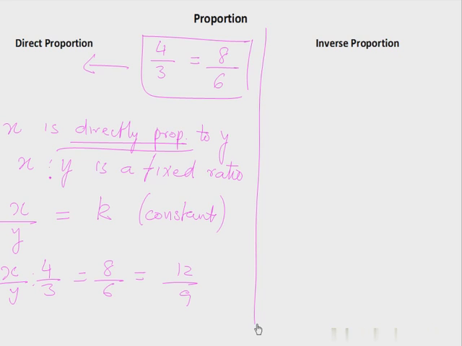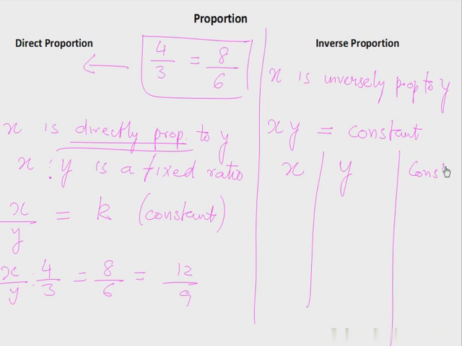What's an inverse proportion? It says X is inversely proportional to Y. This means if X goes up by a certain multiple, Y should go down by that multiple. That means if X is multiplied by 3, Y should be divided by 3. That's how they behave. So what's the constant here? The constant here is X times Y is a constant. Let's see examples of X and Y.